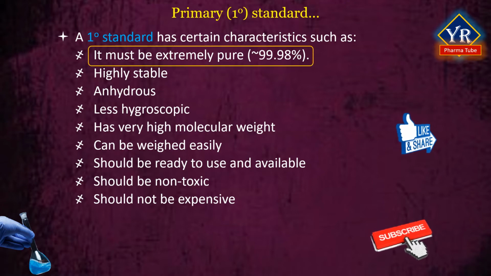A primary standard material should be extremely pure, which means that it should be a chemical of high grade of purity, preferably 99.98%. In a chemistry lab, you will come across chemicals of different grades of purity. If you check the label, you will notice a number with the percentage termed as purity.